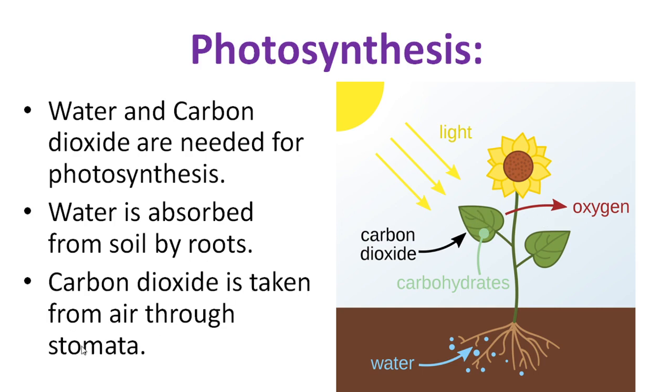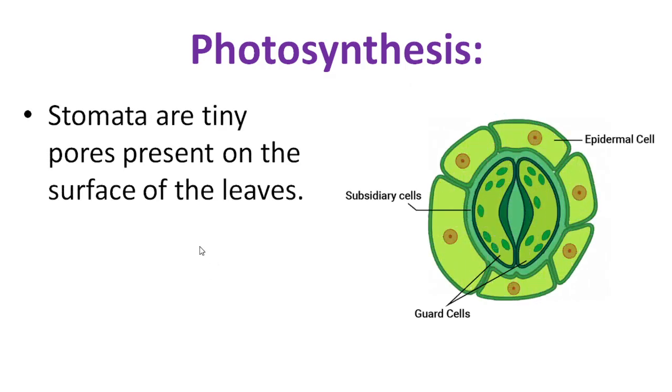Now, let us try to understand what stomata are. Stomata are tiny pores, tiny means very small. So stomata are very, very small pores or holes present on the surface of the leaf. They can be seen under a microscope, and these pores are called stomata. So you have to draw the diagram of stomata.